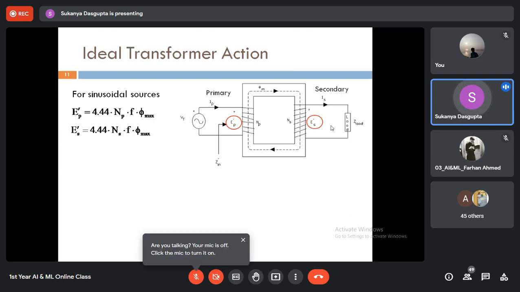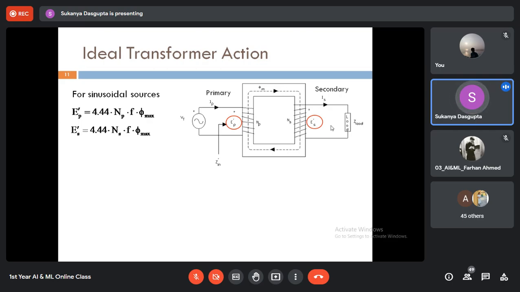So if the source voltage is sinusoidal in nature, like V(t), the input voltage, is Vm sin ωt, the flux generated will also be Φm sin ωt. Flux is produced because of the alternating voltage. So if V is Vm sin ωt, flux is also Φm sin ωt.